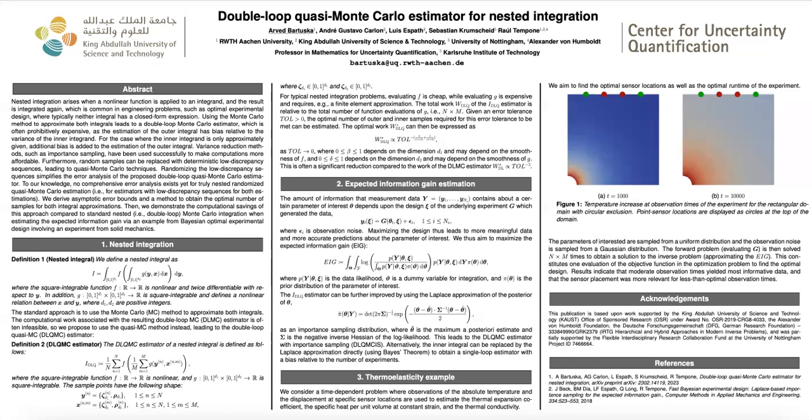We now use this estimator to approximate the expected information gain of an experiment. We model observation data y as a deterministic function capital G plus observation noise epsilon. The expected information gain of the experiment is then given by a nested integral, where the parameter of interest is denoted by theta and the design parameter is denoted by xi.